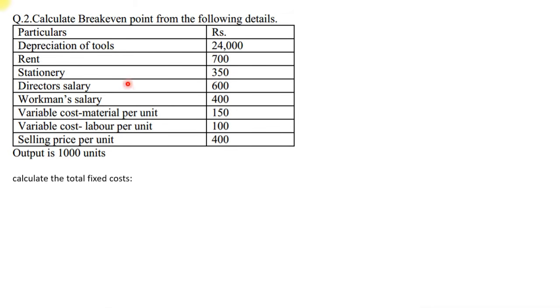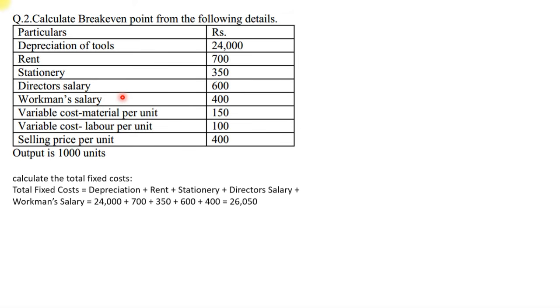Now fixed cost, what all can come? We'll have depreciation, rent, stationery, director's salary, and workman's salary. These are fixed costs irrespective of your production. So total fixed cost is equal to depreciation plus rent plus stationery plus director's salary plus workman's salary, which comes to 24,000 plus 700 plus 350 plus 600 plus 400, which comes to 26,050 rupees. That is the total fixed cost.